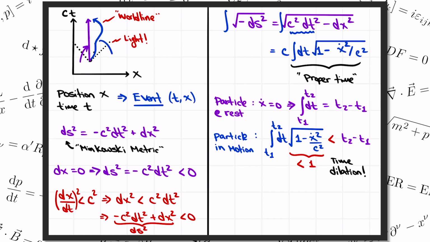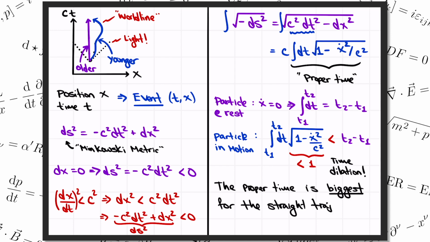When you reunite, your twin will be younger than you, like Matthew McConaughey at the end of Interstellar, potentially by a lot if they were gone long enough and traveled at a significant fraction of the speed of light. I might make another video all about the twin paradox at some point in the future. But for now, the thing I wanted you to notice is that the proper time between two events, in other words, the length of the world line, is biggest for the straight line trajectory going between them.